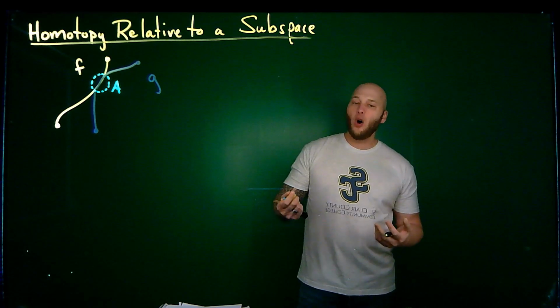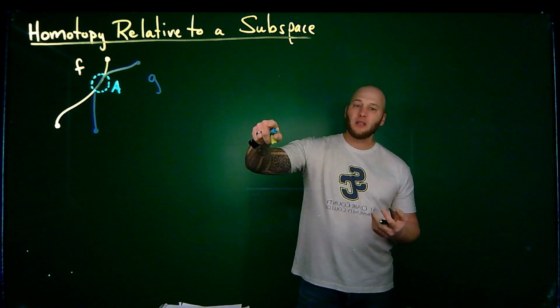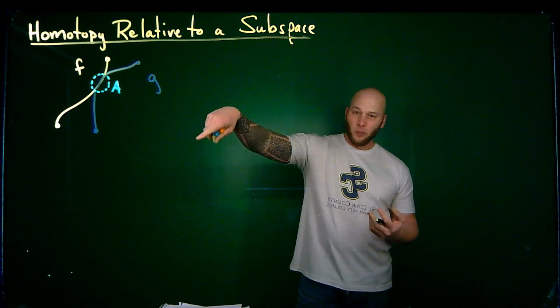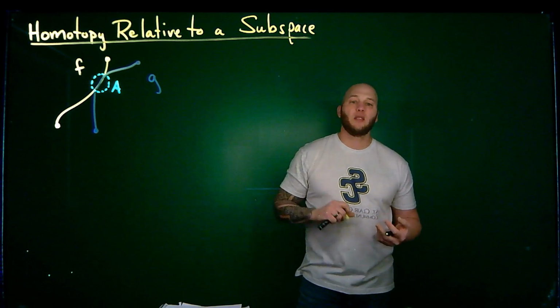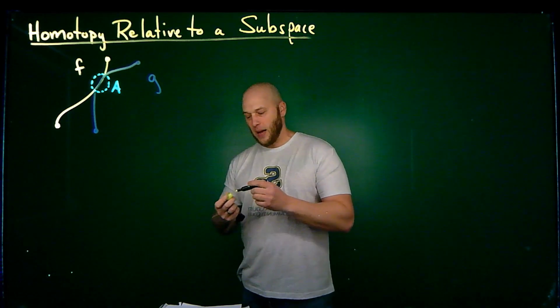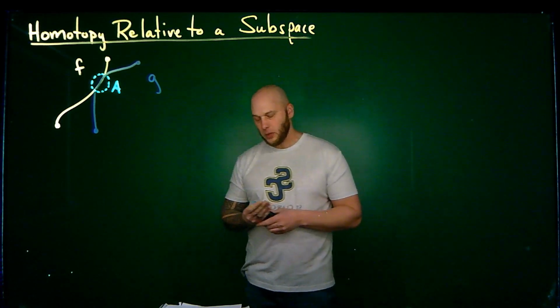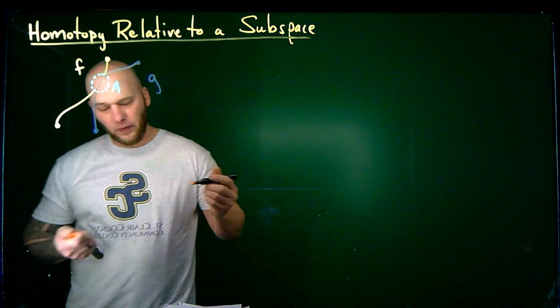And then when I do a homotopy from F to G, of course, the homotopy, the one parameter family of maps, is always the same within that subspace. This is the idea behind a homotopy relative to a subspace. So I'm going to go ahead and give a formal definition for this.